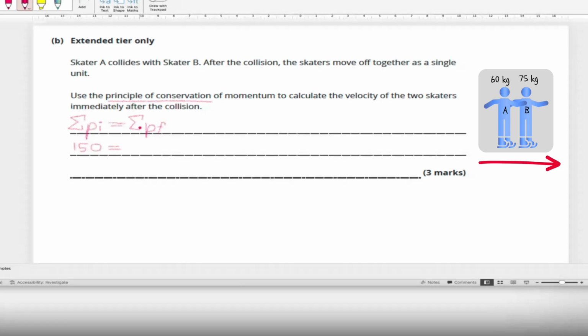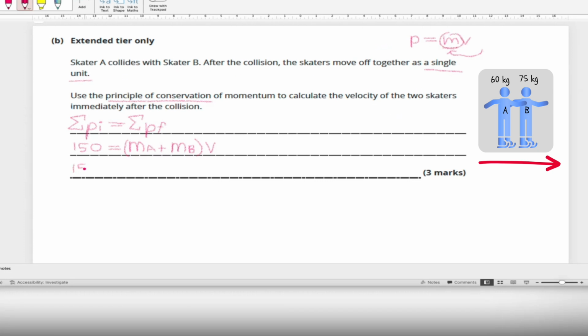Okay, so now we are going to expand the momentum after the collision. What will that look like? The momentum after the collision will be the mass of skater A plus the mass of skater B multiplied by the final velocity. Remember, momentum is equal to the mass of an object multiplied by its velocity. In this case, skater A and B move forward as a unit, so we have to add them together. Skaters A and B move off together as a single unit. That is why we have to add their masses together.